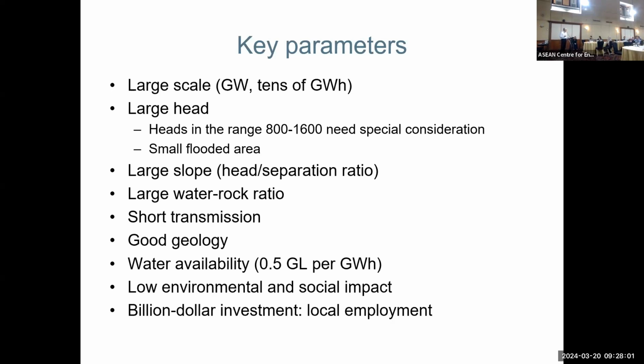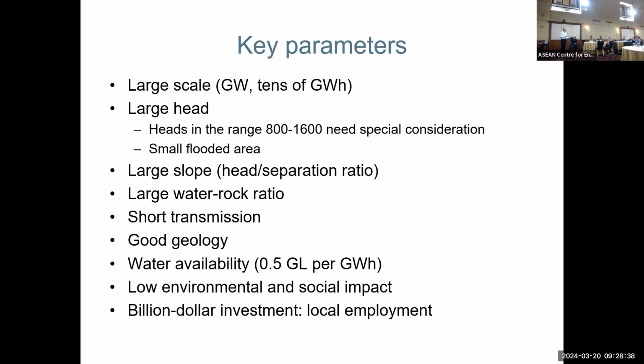And because ASEAN has a lot of people, you may as well go for big scale because you'll need that storage eventually. Large head is the most important geographical parameter. Heads in the range 800 to 1600 meters, however, do need special consideration because you might need a two-stage system, because if you put a 1600 meter head onto a conventional pump turbine, you'll probably destroy it. But a big advantage of large head is small flooded areas. If you double the head, then you halve the flooded area for an otherwise identical system.